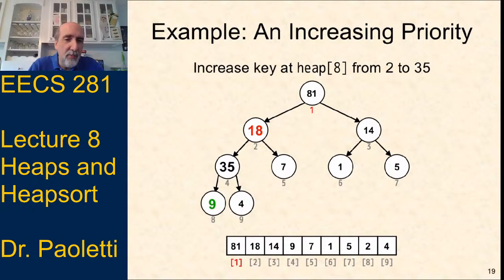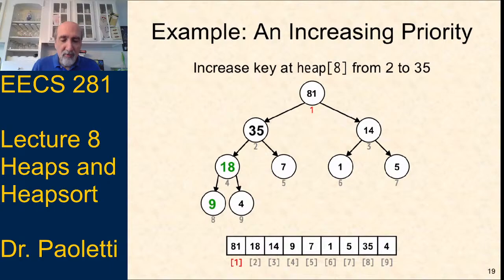We're not back to a heap yet because 35 is out of order with its parent, so we repeat the process. We swap 35 with its parent. And we keep doing that forever. No, not forever, until we get to a node where it no longer has a higher priority than its parent. So now 35 is not a higher priority than its parent. We have restored the heap property, and it's a heap again.